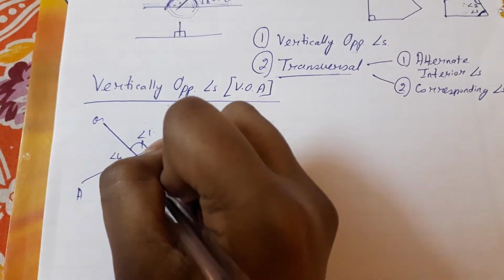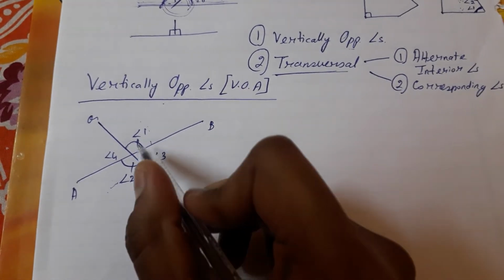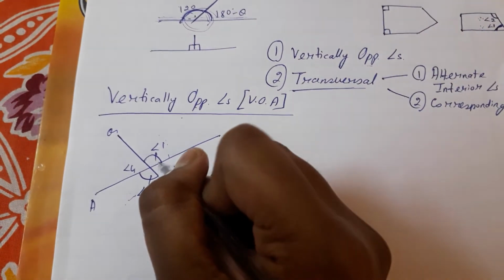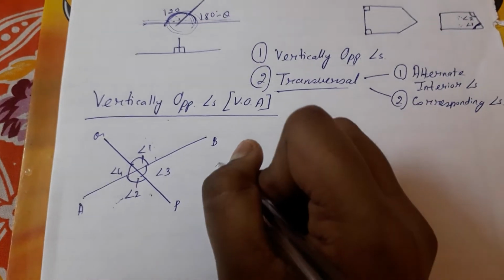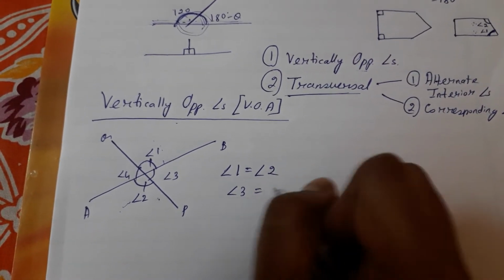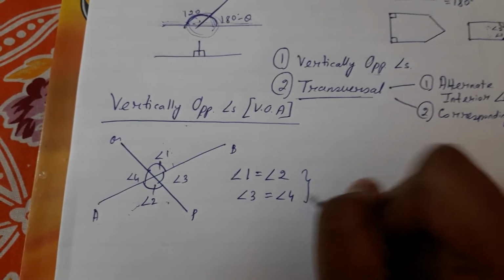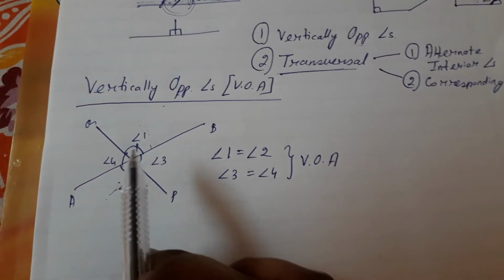So angle 1 will be equal to angle 2. Here the vertically opposite angles pair is angle 1, angle 2, and similarly angle 3, angle 4. So angle 1 equals angle 2 and angle 3 equals angle 4. These two are called vertically opposite angles, and vertically opposite angles are always equal.